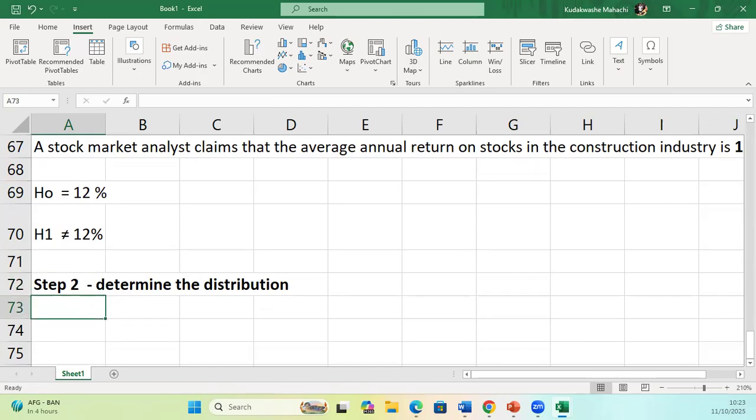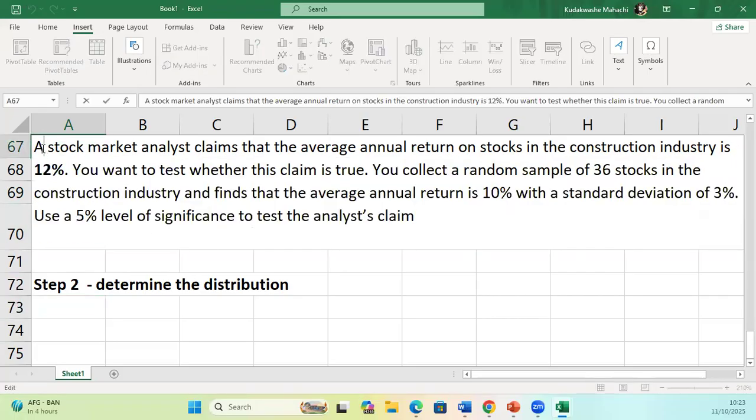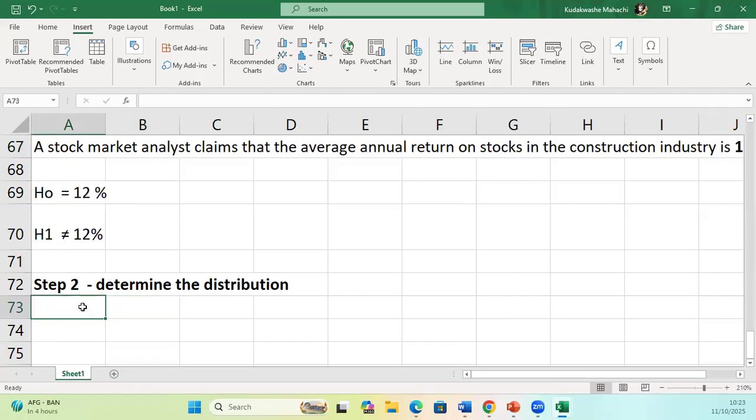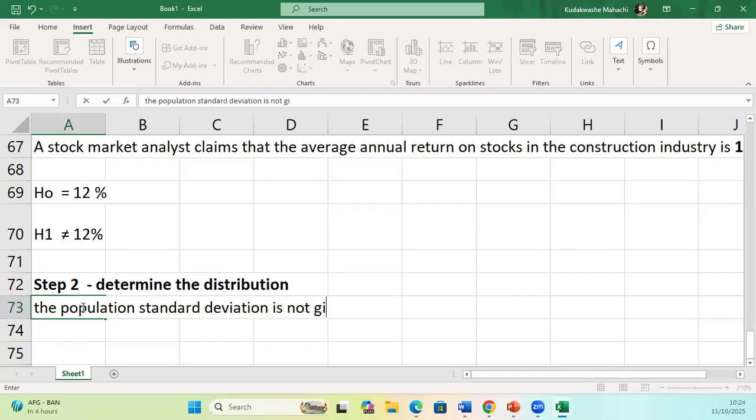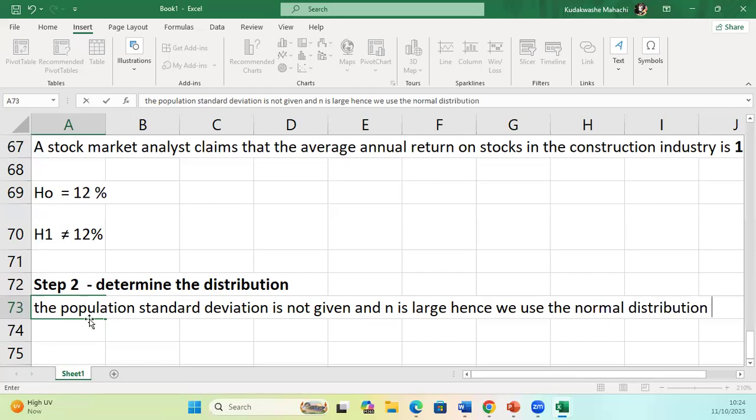So looking at the question, you collect a random sample, and we are not given the standard deviation of the population. We are given that the sample is 36, and from that sample, the standard deviation is 3. So n is large. We are not given the population standard deviation, but n is large. So we are not going to write much this time around. I think you now know. So you can say the population standard deviation is not given, and n is large. Hence, we use the normal distribution. We're done with step number two.